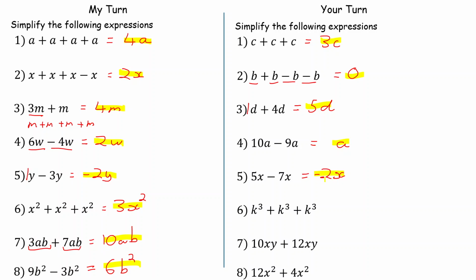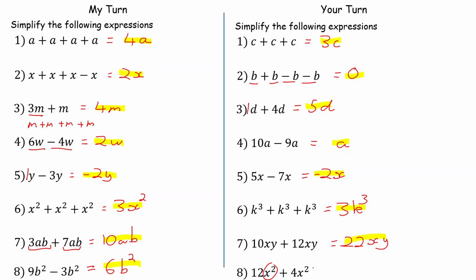Good. Negative 2x. Question 6, we've got k cubed, add k cubed, add k cubed. Importantly here, you've got the same variable. You've got a k cubed, and a k cubed, which means you've got 3 of them, so it's going to be 3k cubed. Good. Question 7, we've got 10xy, add 12xy. Again, you've got the same variable. You've got xy, you've got xy, so you can do 10 add 12, which is 22, xy. So 22xy.